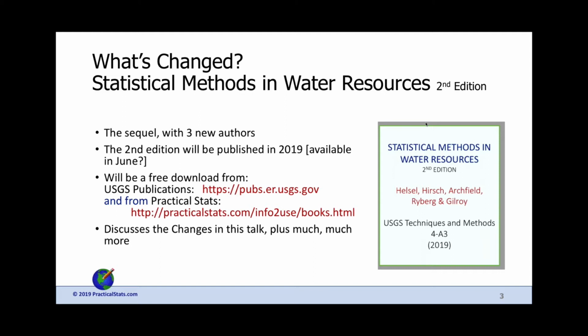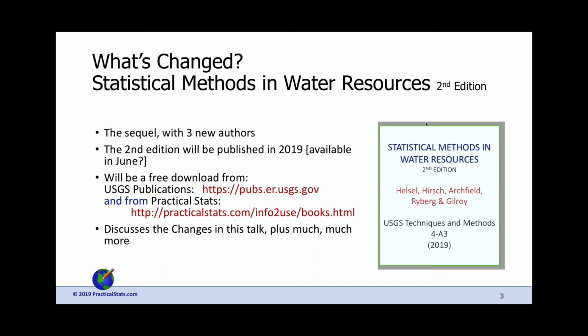It will be a free download from the USGS publication site and also from our practical stats site. So there's the URLs for that. And it talks about these changes that we're going to talk about today and a lot more. And so it's completely revised from the original edition that came out first in print in 1992 and then as a PDF in 2002. The USGS is certainly putting out a PDF file, and that will be free.